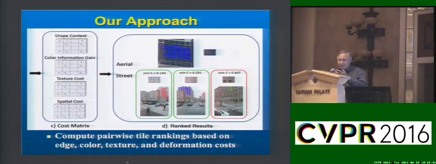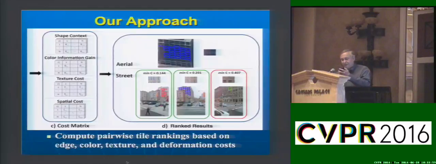To account for geometric deformation, each tile is randomly sampled into a set of patches. Appearance features capturing edge layout, color, and texture are extracted for each patch. A fourth feature captures relative spatial location to encourage matches that have smooth deformations.